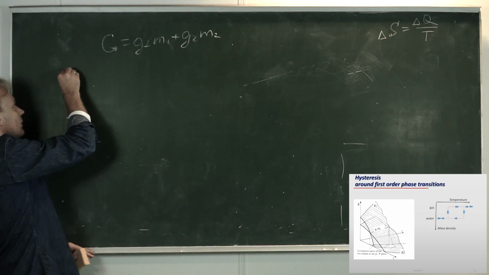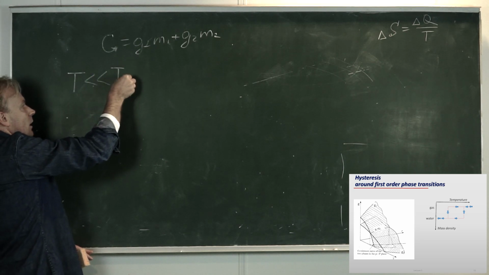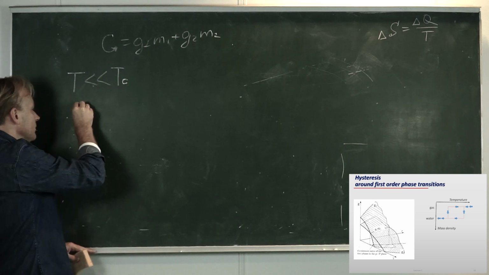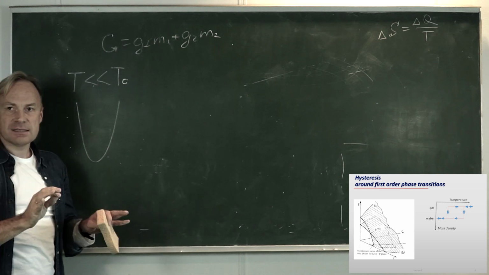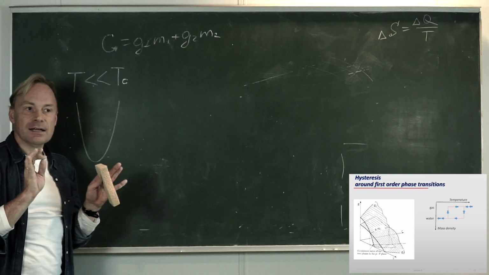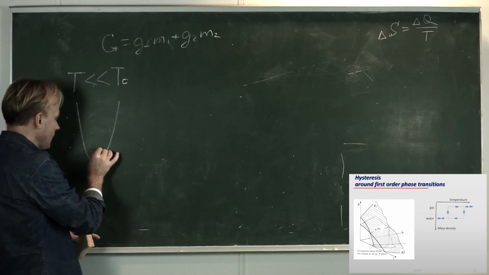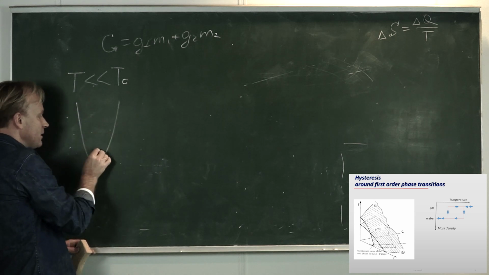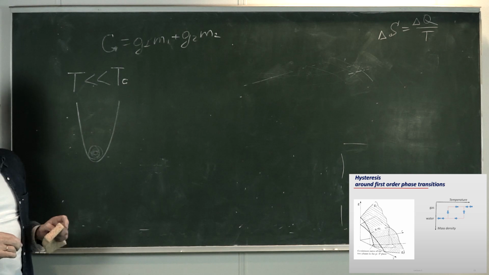So now let's look at the mechanical analogy. Imagine that I have a situation when the temperature of my experiment is much smaller than the temperature of the phase transition. That means that the second phase doesn't even exist. The second surface of the specific Gibbs function doesn't even exist at this temperature. And if you're talking about a mechanical analogy, it would be a profile of potential energy, and the ball is just at the minimum. The ball tries to minimize its potential energy.